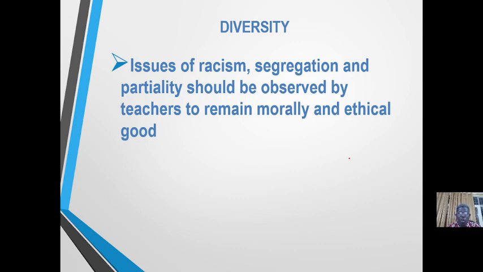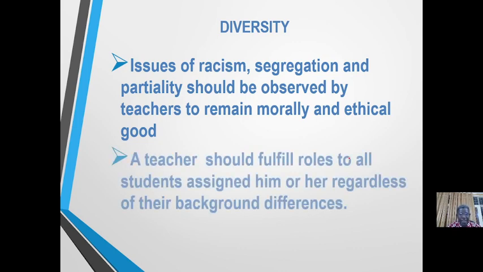Consider all your students equal. When you mark examinations, treat all papers equally. When you teach in the class, treat your students equally. If you want to make classroom interaction, you have to ensure that every student within your block is learning to that expectation. It is very, very important. And of course, a teacher should fulfill roles to all students assigned to him or her, regardless of their background differences. Differences should not prompt you to treat students unequally. That is not acceptable in the teaching profession.